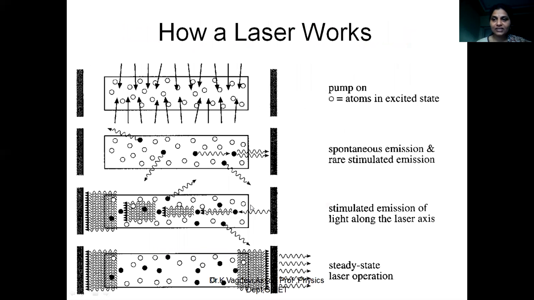Then what happens inside that? This is the process that is happening inside the optical cavity resonator. So usually all the atoms are in the ground state. Now when you give the external energy, means stimulated absorption, the atoms will go to the excited state. Now when the atoms are in the excited state, they may spontaneously come down, and some of the atoms may come down due to the stimulated emissions. So like that, this is a continuous process. There is now stimulated emission of light along the laser axis.